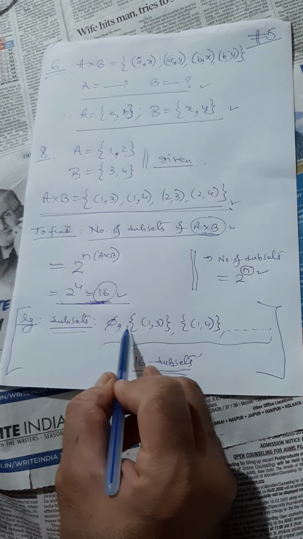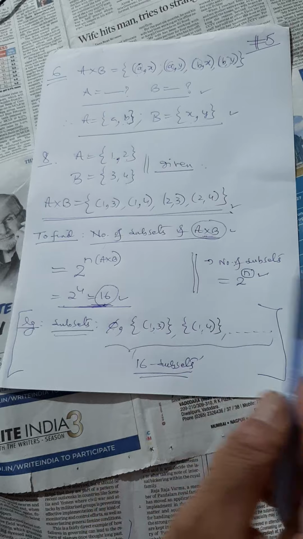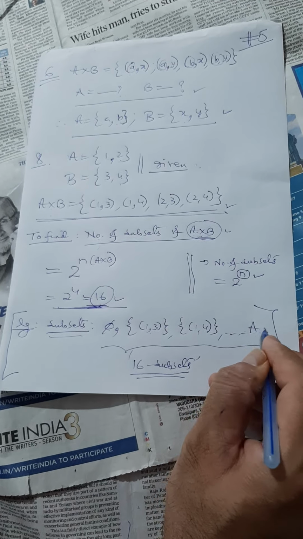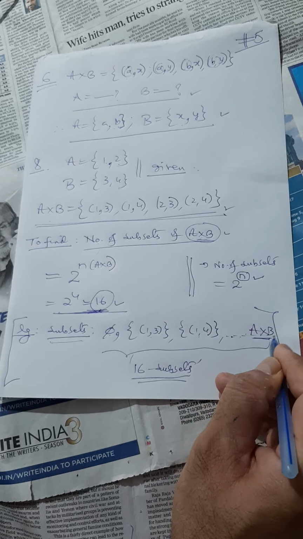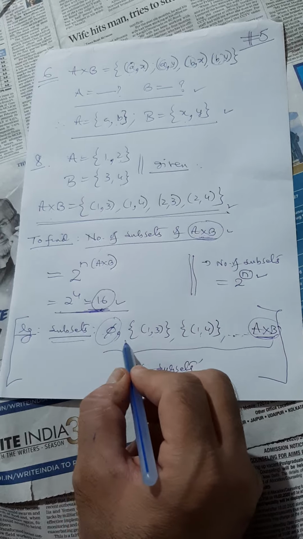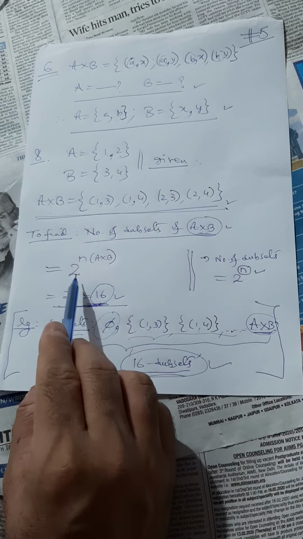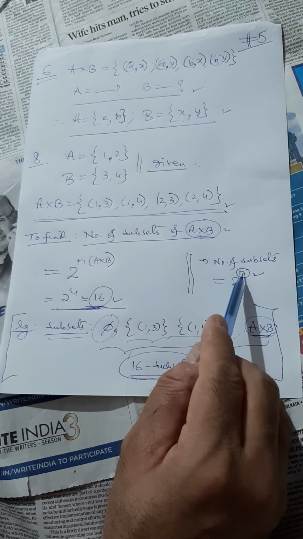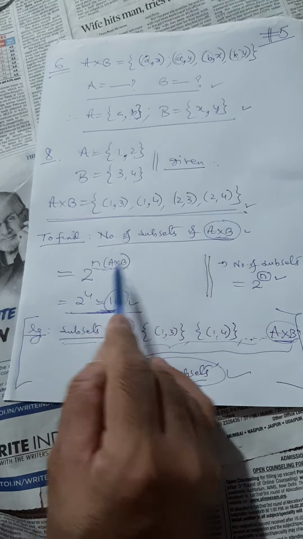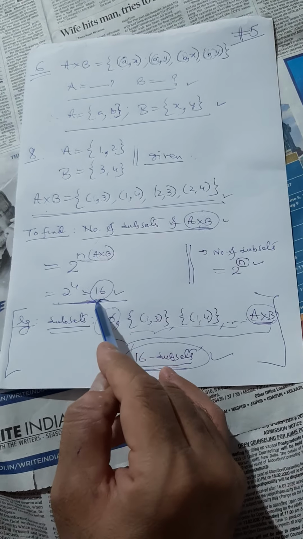Subsets: 1 is empty, then 1, 3, then 1, 4. Then you can take 2 members, 1, 3, 1, 4, and so on. Finally A cross B itself is also there. You recall from set theory, every set has at least 2 subsets. One is itself and the other one is empty. That you know very well. So in total you would have 16 subsets: 2 raised to the number of elements in the given set. So here the number of elements in A cross B, because you are finding subsets of A cross B, is 4. So 2 raised to 4, which is 16.